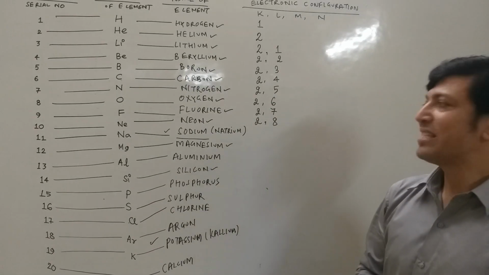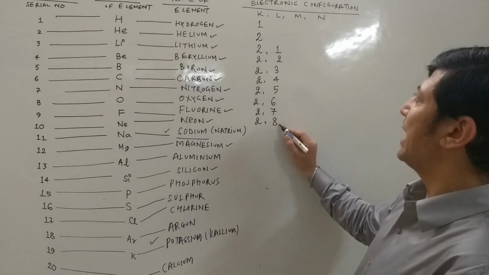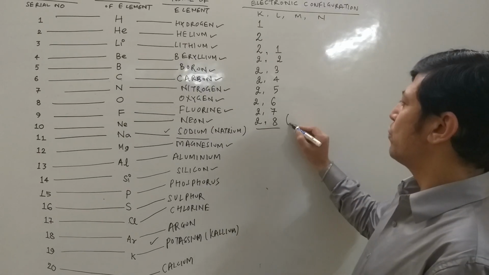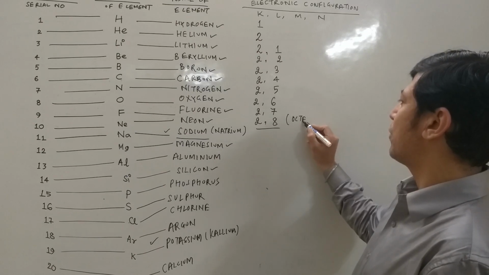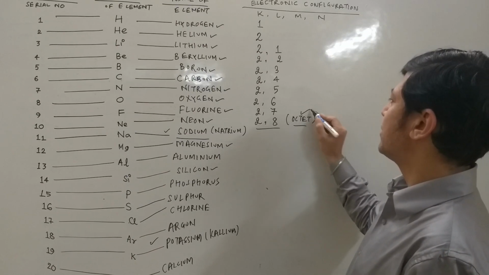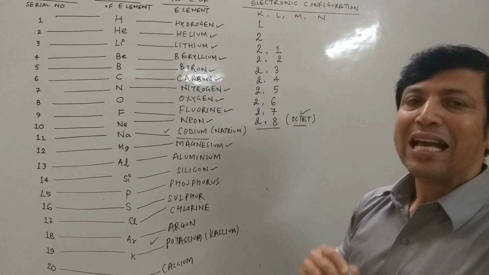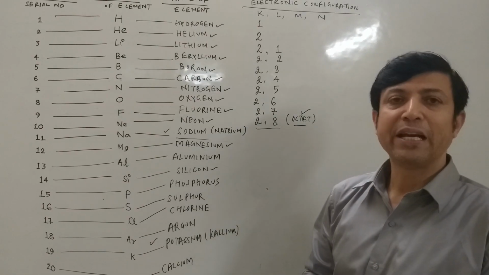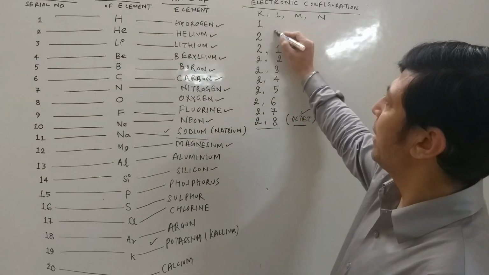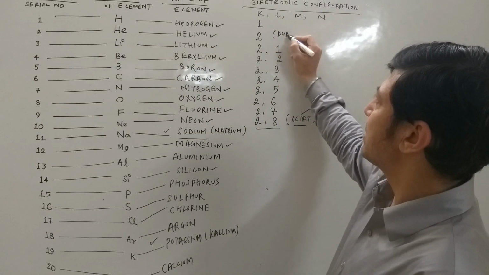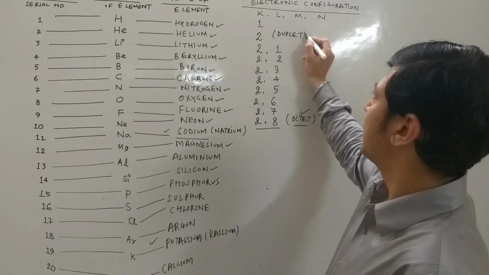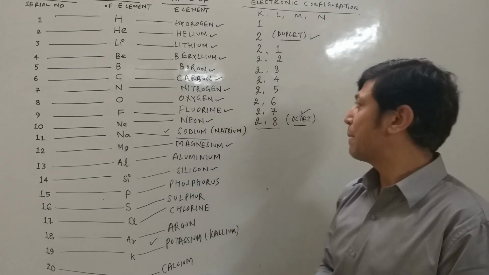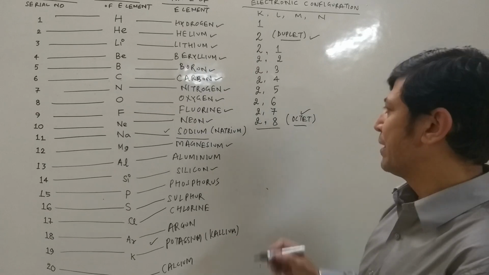So we can clearly see that neon has 8 electrons and the maximum capacity is 8 electrons. So we say that the octet for neon is complete. It has complete 8 electrons, so the octet is completely filled. Similarly, for helium we say the duplet is complete, because it can have a maximum of 2 electrons only.